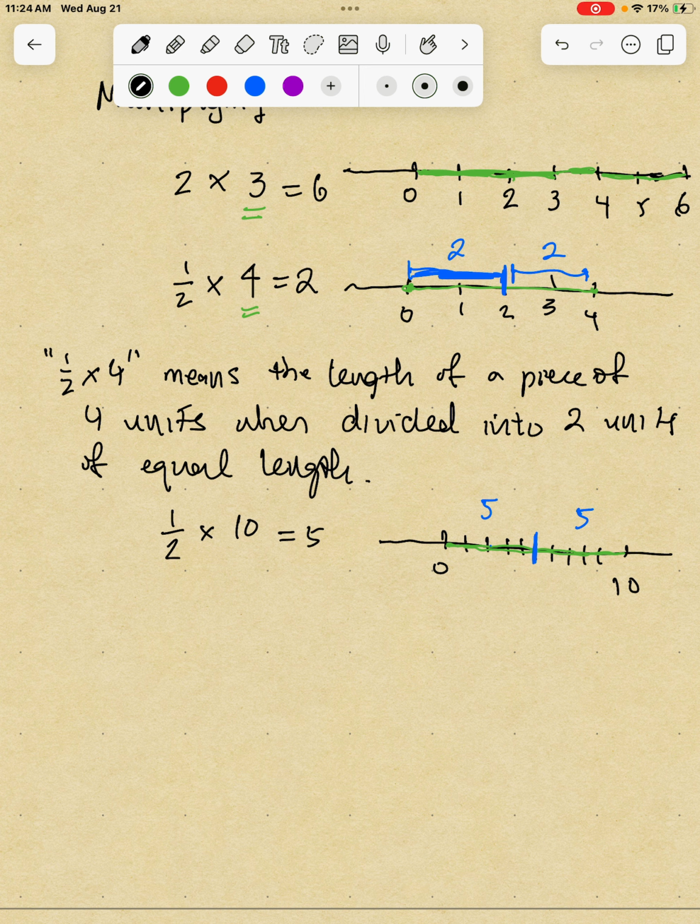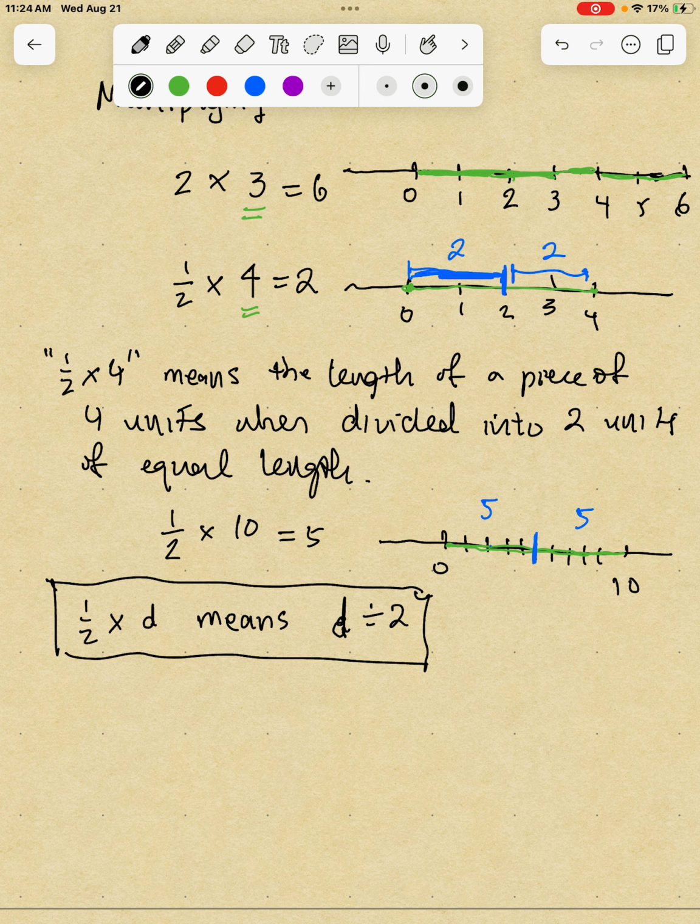So in other words, 1/2 times an integer, let's call it d, means d divided by 2. That's the first critical thing to understand. It's very important to understand this before moving on.